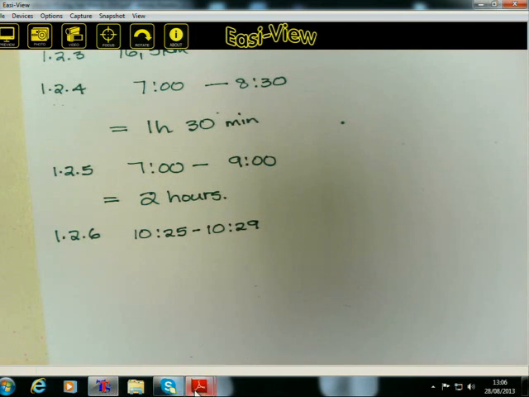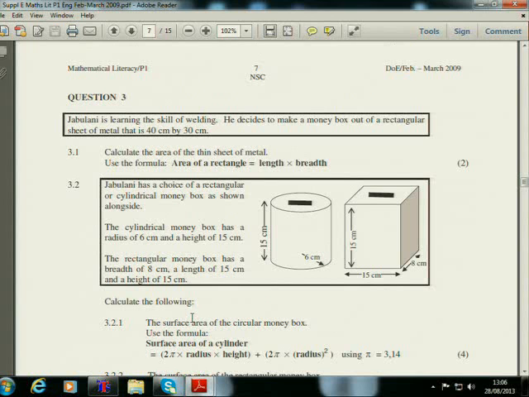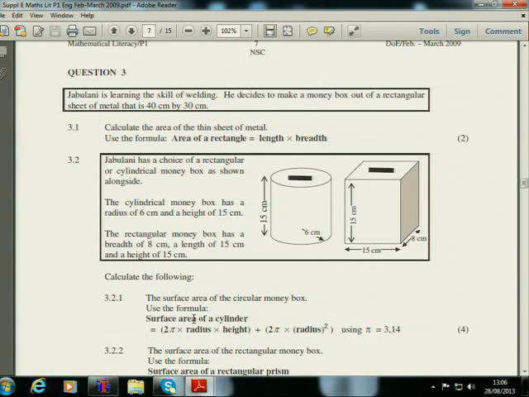Now we will move right along to question 3 of the same paper. This is also one type of a question that a lot of learners do not like, LO3, but it will be assessed, and it has been assessed during the year. So you must prepare very well for this question. Using the information that we are given, it says Jabulani is learning the skill of welding. He decides to make a money box out of a rectangular sheet of metal that is 40 centimeters by 30 centimeters. In 3.1, we are required to calculate the area of the thin sheet of metal.